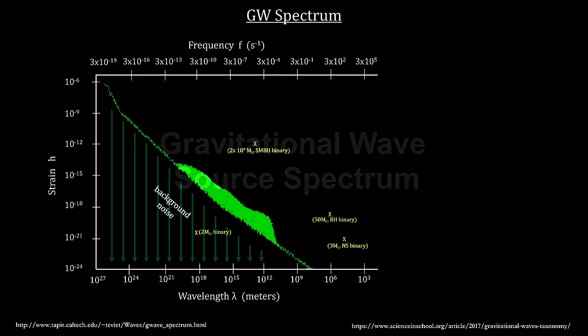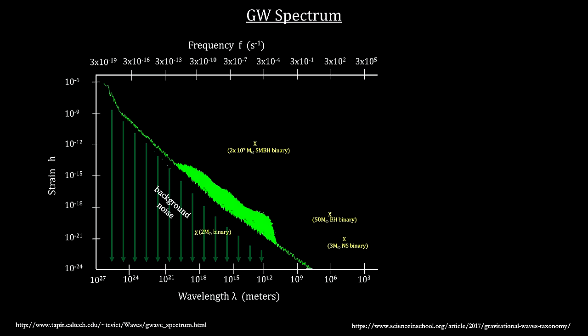Here's our gravitational wave sensitivity graph. I've included several of our equal mass merger examples, and I've added the frequencies that correspond to the wavelengths in order to highlight the gravitational wave spectrum. Also, note the expanse covered by the two axes.